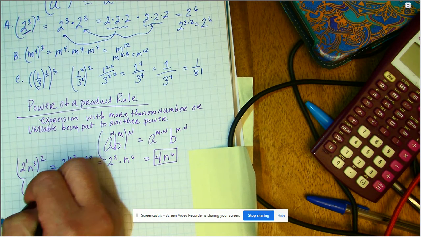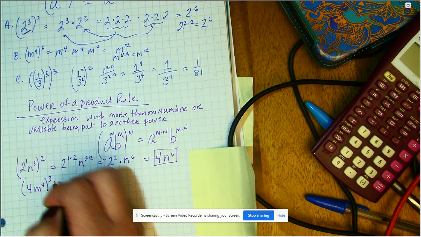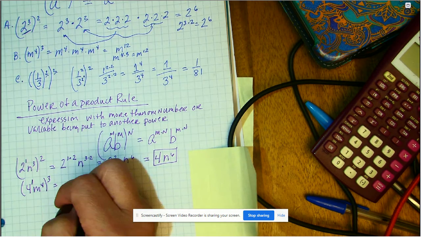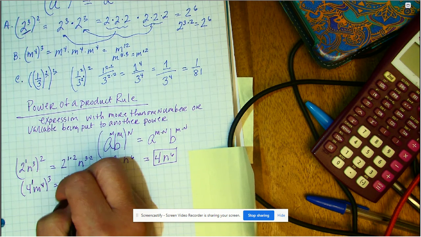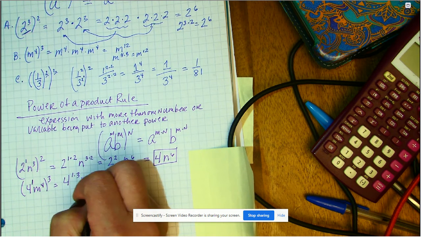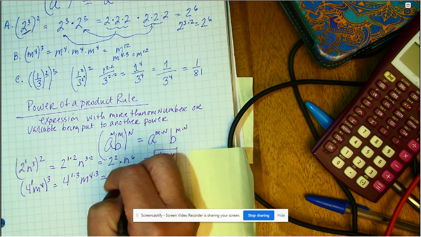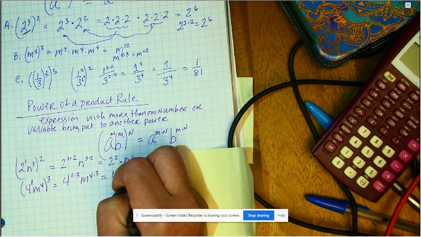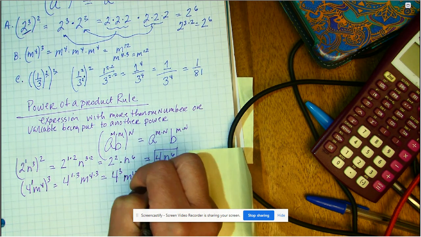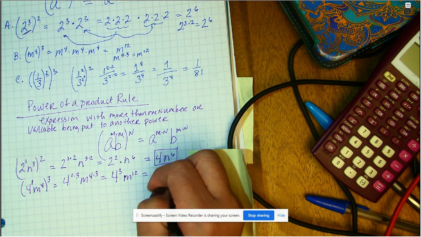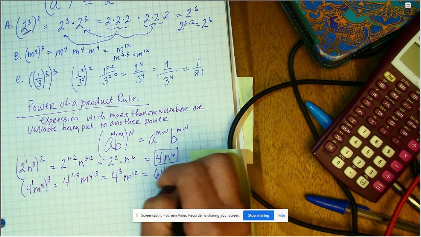Next, 4m to the 4th cubed. I don't see an exponent with 4, so it's just a 1. So 4 to the 1 times 3 and m to the 4 times 3. So I'd have 4 cubed and m to the 12th. 4 cubed is what? 4, 16, 64. So 64 m to the 12th.